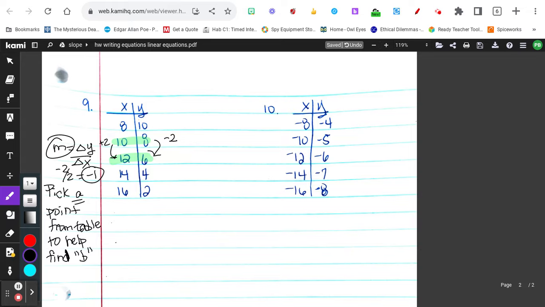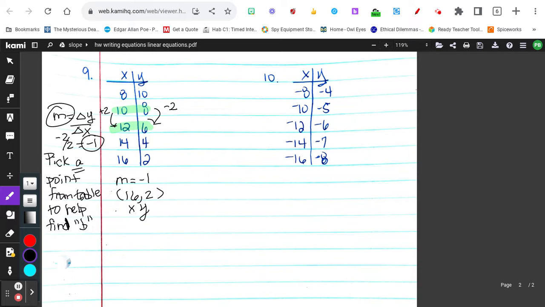That's it. Okay, now I'm going to pick a point. I don't care which point you pick. I know m is -1. I'm going to pick the point (-16, 2). It doesn't matter which point you pick. So I'm going to use y equals mx plus b. Y is 2, m is -1, x is -16, b we don't know. We're trying to figure it out.